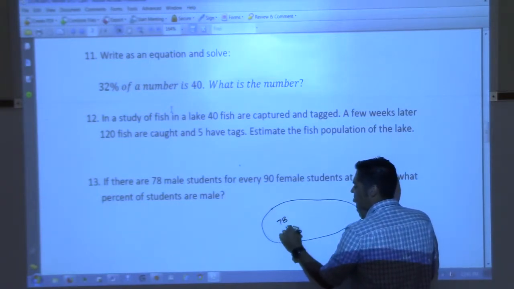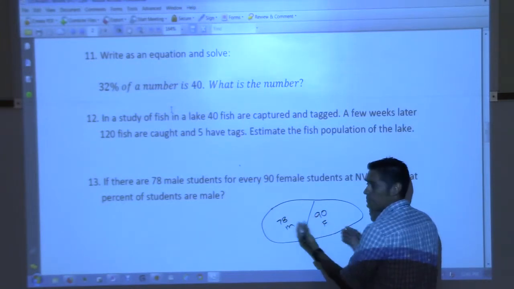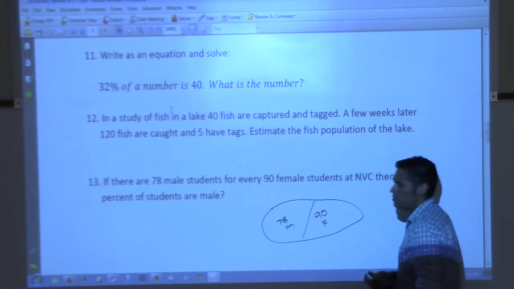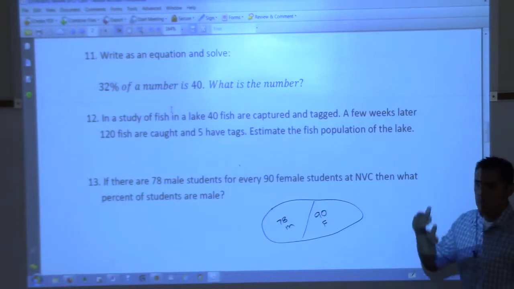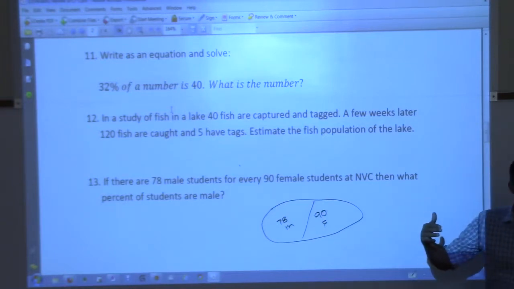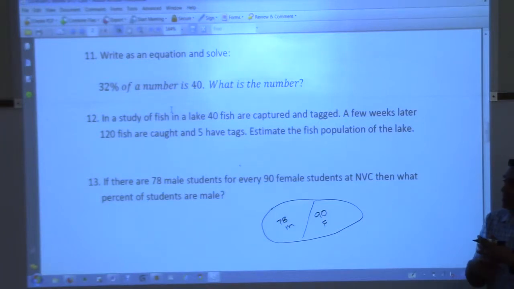78 will be male. For every 90, that'll be female, right? So it says what percentage is that? Well, what percent are male? So the percent will be the 78 males divided by what? Not 90, because that would be a ratio, a proportion of males to females. We want the males to the total number of students.